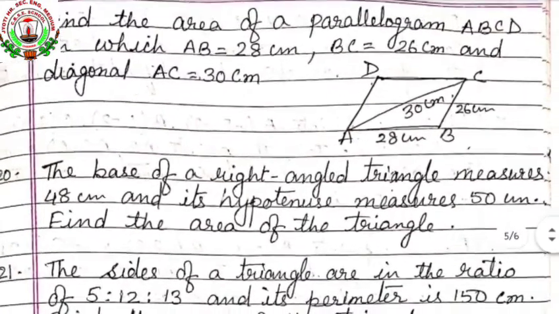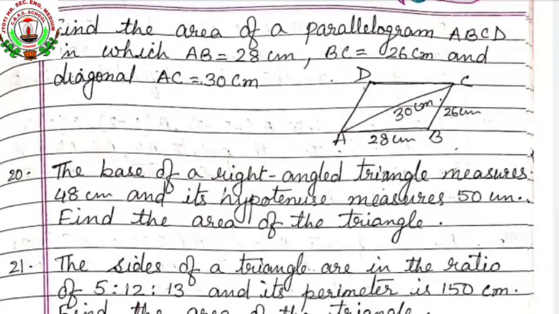Now 20th question, the base of a right angle triangle measures 48 cm and its hypotenuse is 50. That means height is not given. We go for the area formula of a right angle triangle, that is half into base into height. So to get the height we use Pythagoras theorem. Okay, using Pythagoras theorem find the height and then apply the formula, that is half into base into height.